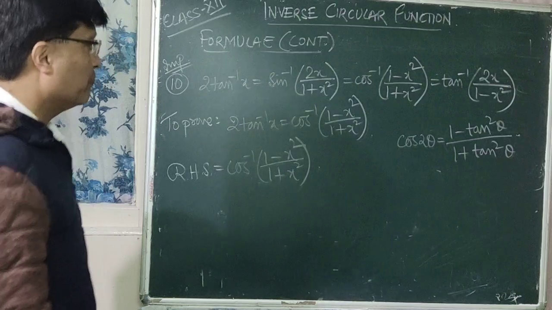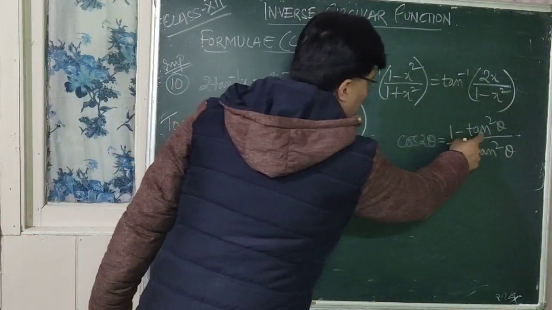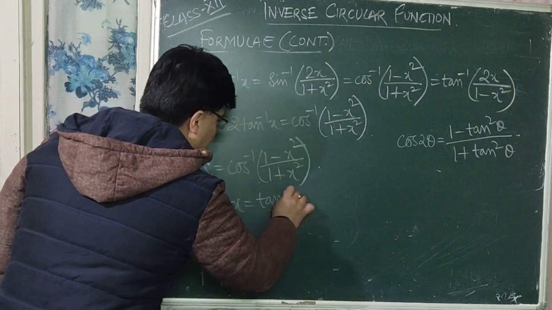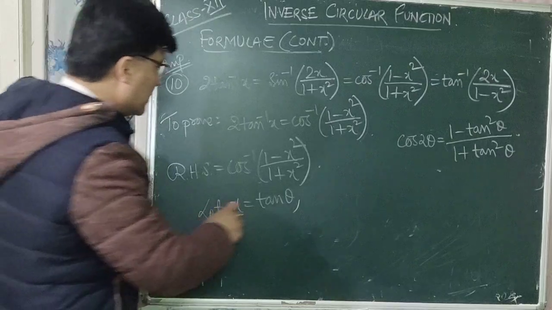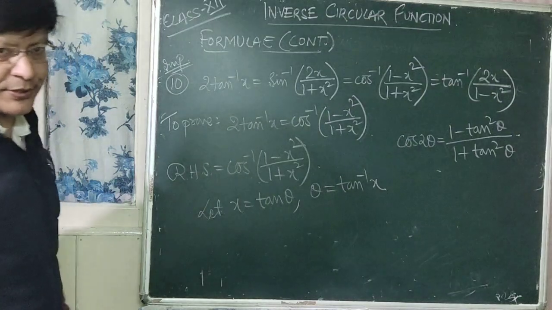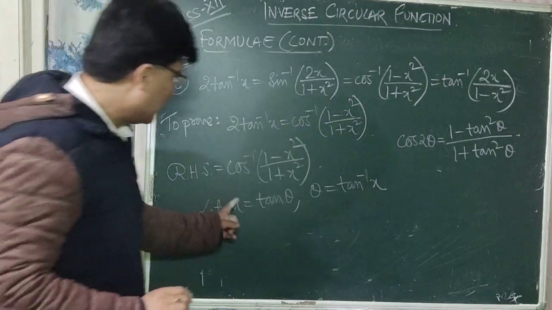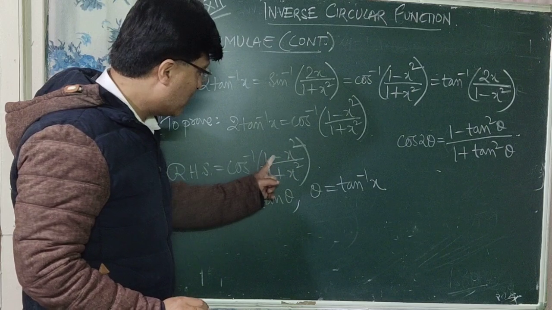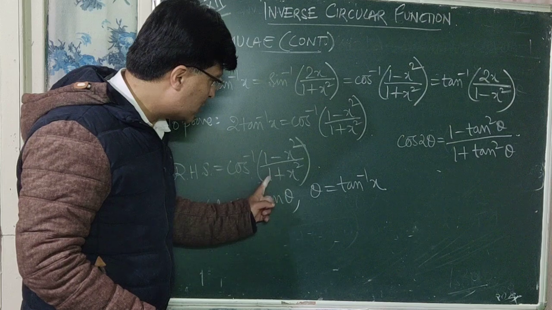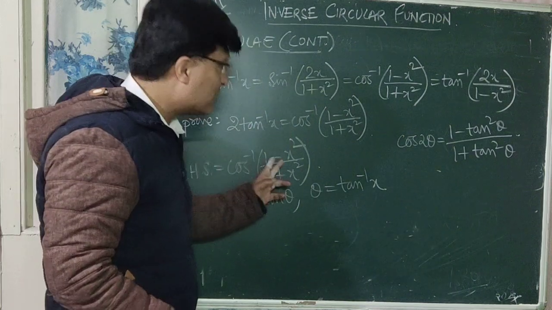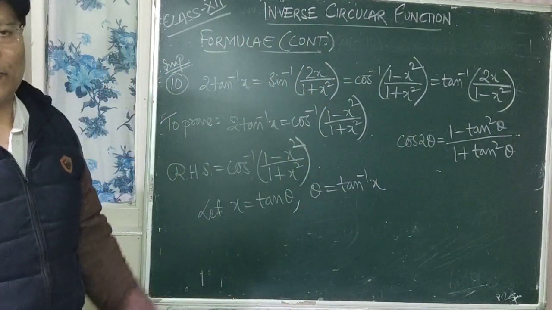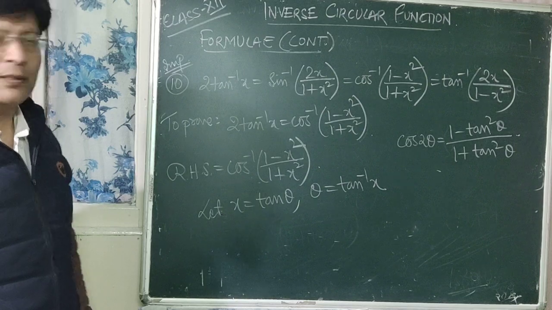Okay? So now, what should you put for x? That means tan theta. So let x is equal to tan theta, right? What is the value of theta now? Theta is equal to tan inverse x. Is that clear to all of you? I mean, here x is equal to tan theta. 1 minus tan square theta upon 1 plus tan square theta. If you write 1 minus tan square theta upon 1 plus tan square theta, instead of that expression, we have cos 2 theta here. Because that is the formula for cos 2 theta.